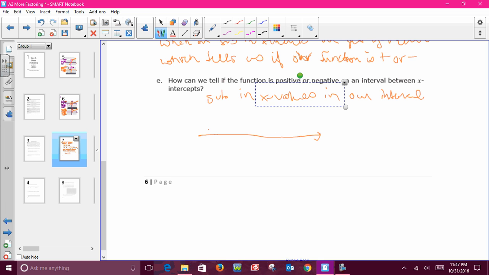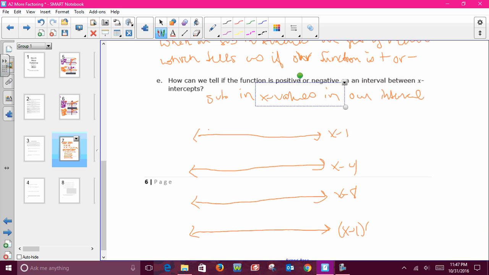I do one number line for every factor. So we have x minus 1, we have x minus 4, and we have x minus 8. And then we have all three of them put together, because those are my factors. So this is equal to 0 when x is 1. This is equal to 0 when x is 4. This is equal to 0 when x is 8. So I'm going to write down my 1, my 4, and my 8 on my bottom line. And notice I've lined them up as to where I had them up above.